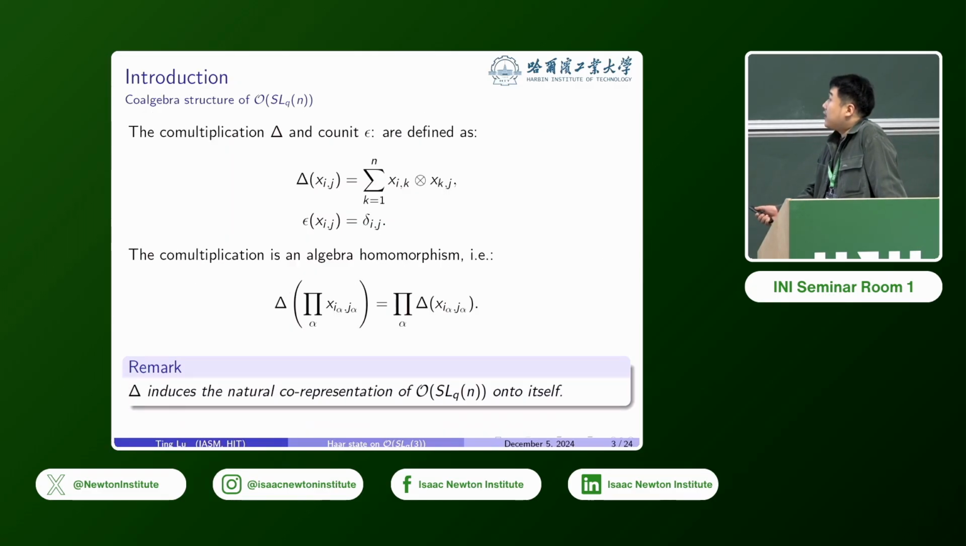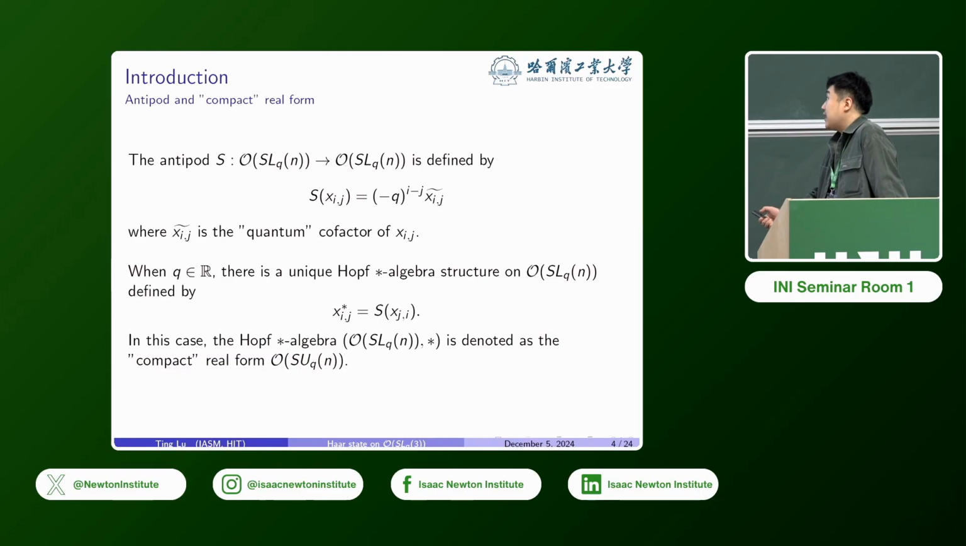And then we have the co-algebra structure on OSLQN. Here is the co-multiplication, and here is the co-unit. By the way, the co-multiplication is an algebra homomorphism. And as a Hopf algebra, there is also an antipode. So here, the antipode is defined by the quantum cofactor of an element. The quantum cofactor is just an analog of the classical cofactor. You just replace that -1 in the formula by -q.